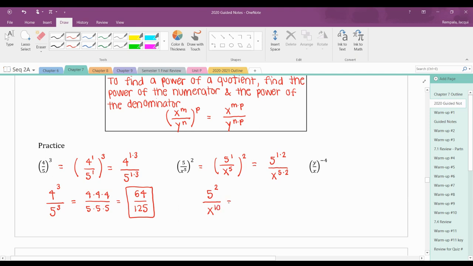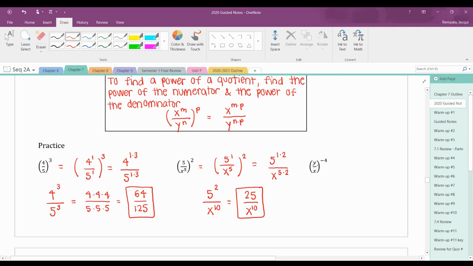Once again, because we have a number for our base on the top and it's an exponent of 2, we can very easily multiply that out. 5 squared is 5 times 5, so that would be 25 on the top. We have x to the 10th power on the bottom. No negative exponents, so that means that this is my final answer.